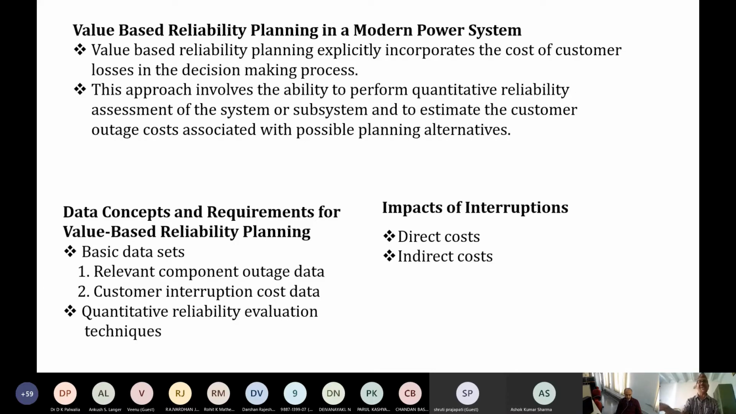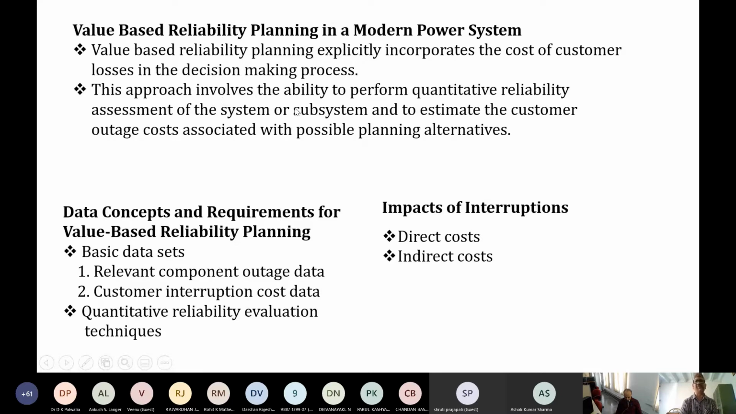They know because they are investing. So they need to know also the customers' unreliability cost. That will help them arrive at the optimal investment in the system, that is, the minimum investment required to maintain the optimal reliability in the system.